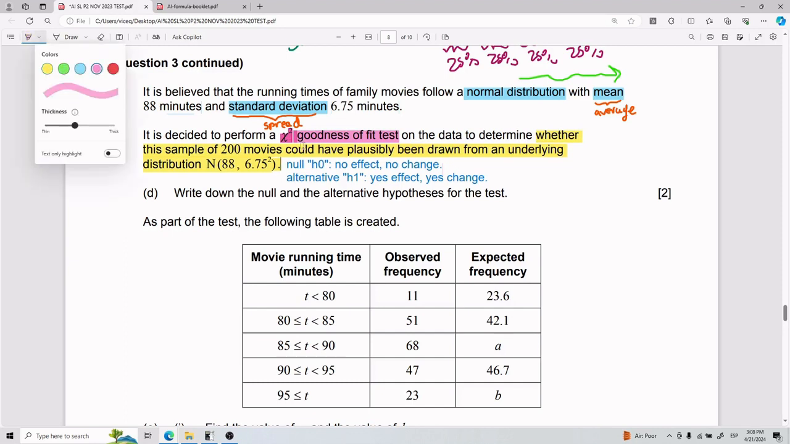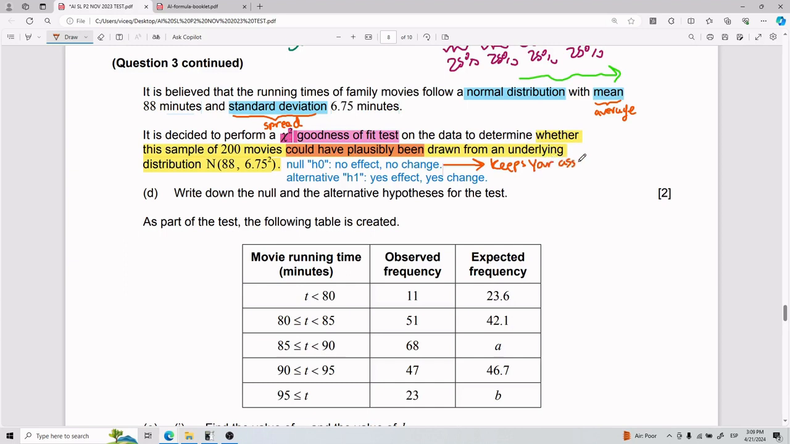Why is it like that? Because that's what they consider. That is their assumption. So you can think about it that way as well. H0 keeps your assumption, right? And so your assumption is an assumption of no change from the current scenario. And the current scenario that they're saying is that it comes from a normal distribution. Okay? So I know that's a little bit weird, but stick to it. So null, or your H0, is no effect, no change, and that you keep your assumption. And so the assumption that they're doing is that this was drawn from a normal with this distribution, right?